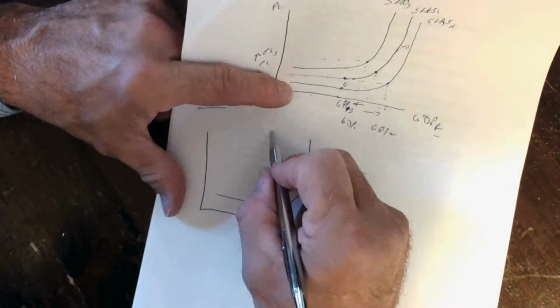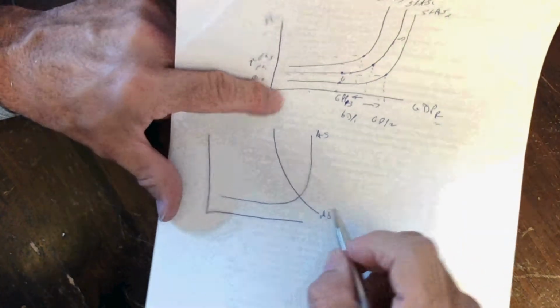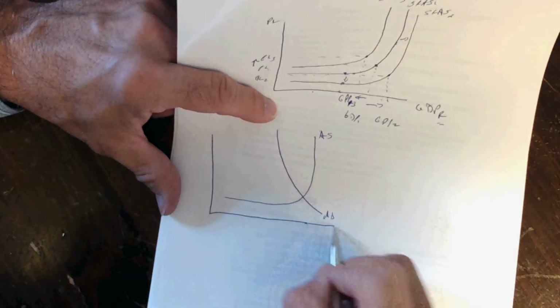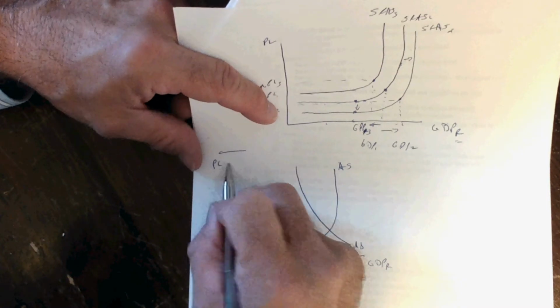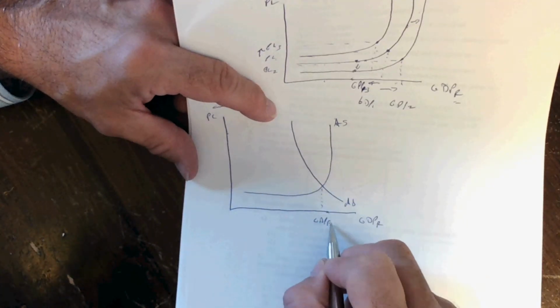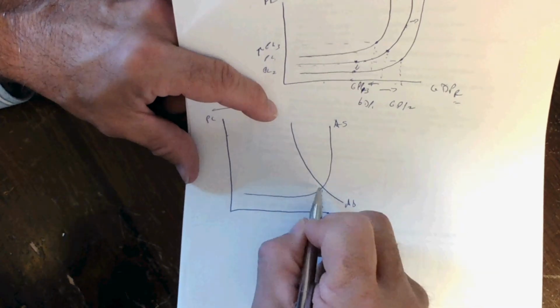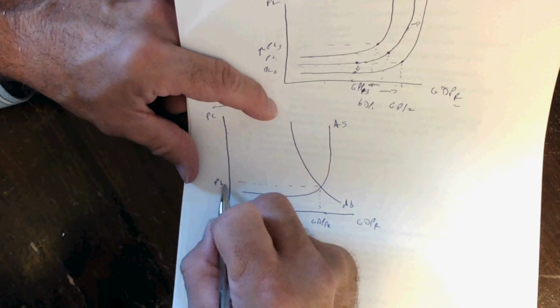We start at full employment. Aggregate demand, aggregate supply. That's a short-run aggregate supply curve. This is gross domestic product, real. This is price level. GDP full employment is found in the middle of the intermediate range. It's going to be met with some amount of inflation.